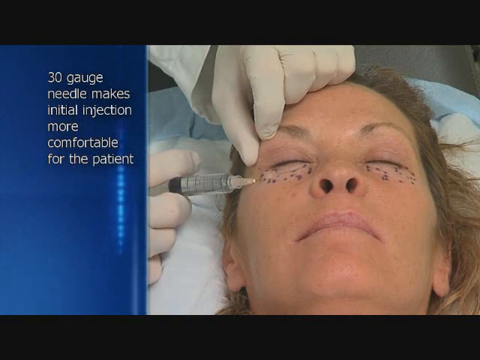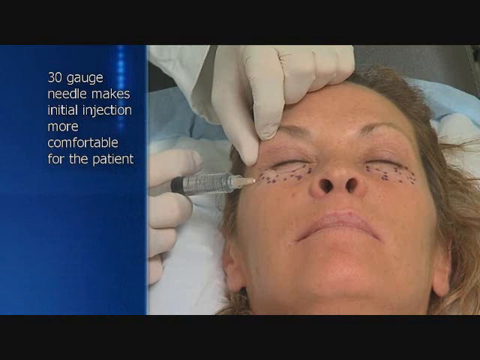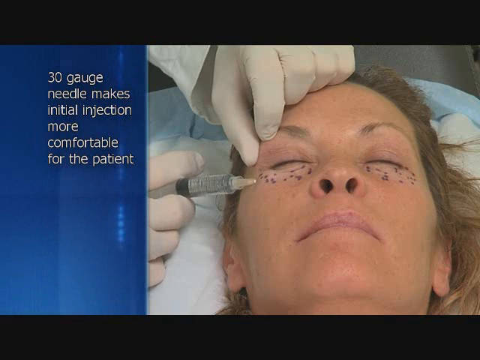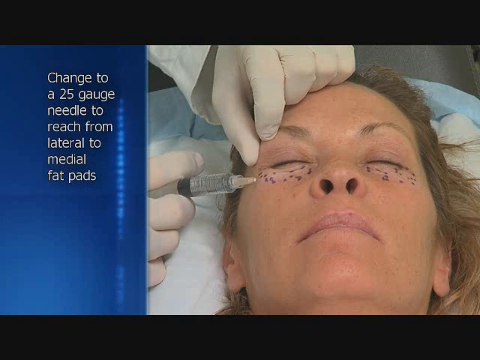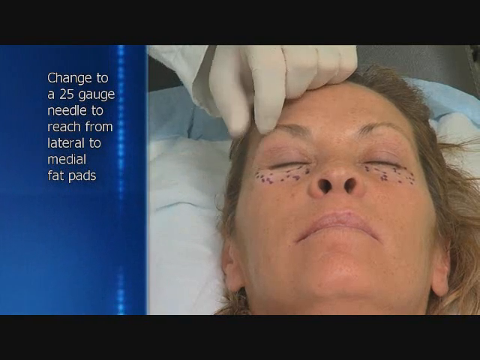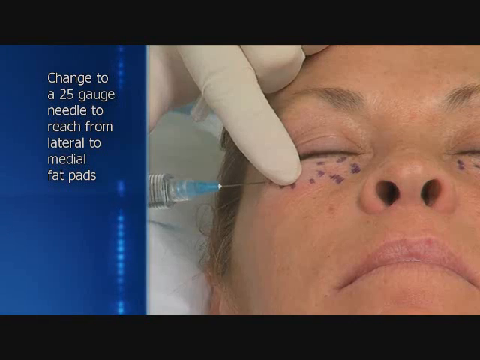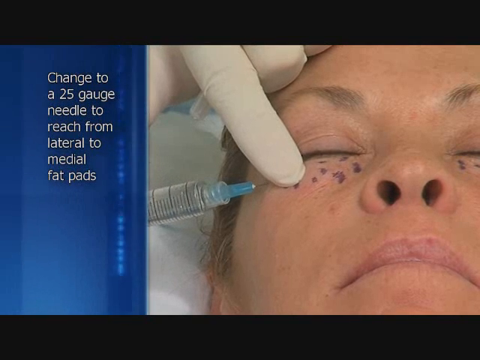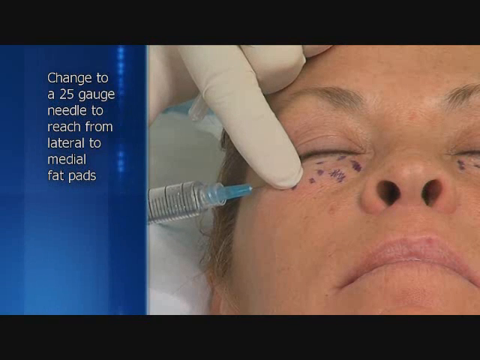A 30-gauge needle makes the procedure more comfortable for the patient as the initial injection. Once that's placed, you can change to a 25-gauge needle, which enables the surgeon to reach from the lateral to the medial fat pads. Again, by entering the already anesthetized area, the procedure is more comfortable for the patient.